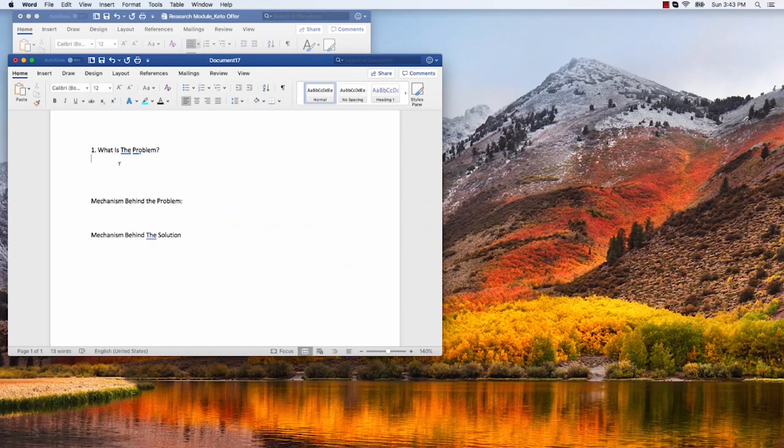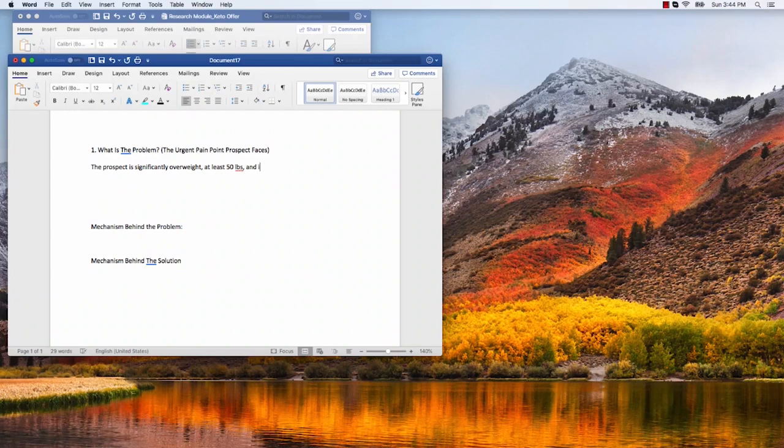But the first thing to do is: what is the problem? This is really the pain point. Let's put the urgent pain point the prospect faces. The main problem is that the prospect is significantly overweight, at least 50 pounds. That's probably a problem, but then the question is, why is that a problem?